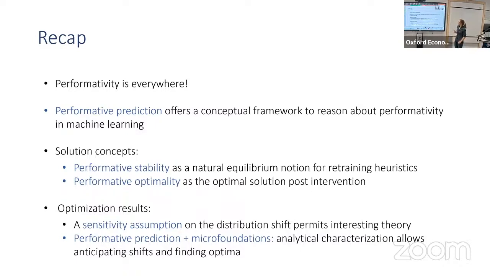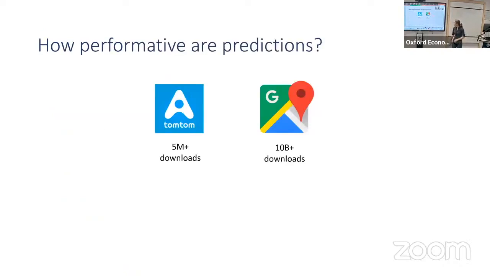Okay, so I've talked about the framework of performative prediction and how it differs from supervised learning. And now I want to talk about how performative predictions are. I think that's something I have not really talked about yet. And I want to lead with an example. We've seen the traffic prediction example. Imagine that Google makes some changes to their traffic prediction algorithm. Imagine TomTom makes some changes to their traffic prediction algorithm.